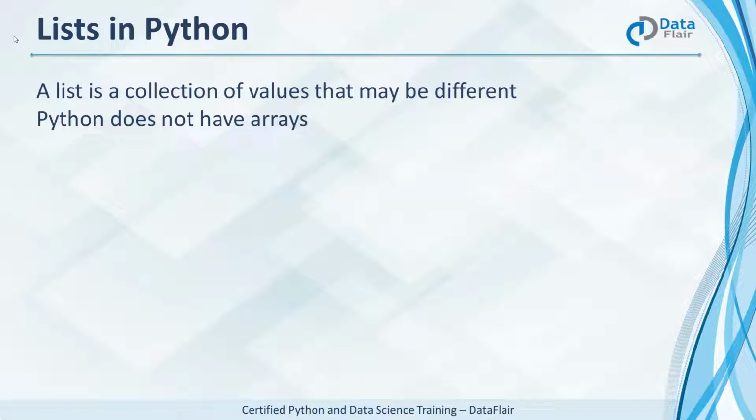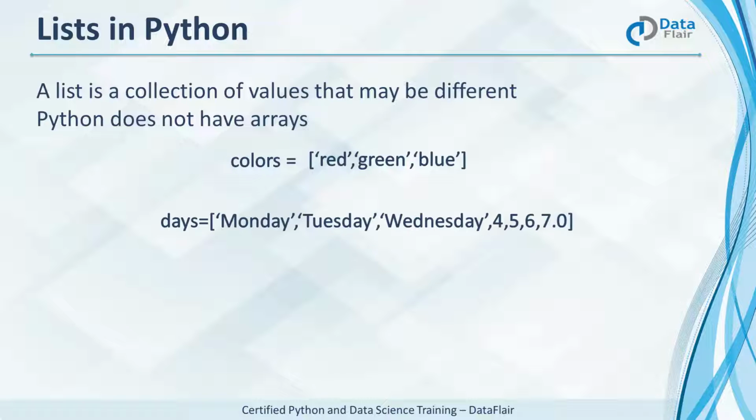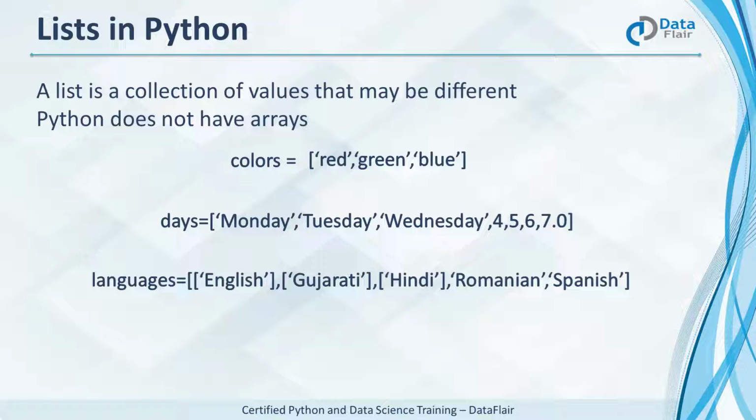Python does not have arrays like in C++ or Java, but it has lists. A list is a collection of values that may be different. This is a list: red, green, blue. Let's call this colors. Another list, days, has values in different representations for the 7 days of the week. Yet another list contains 3 other sublists and the values Romanian and Spanish. The first item in this list is indeed a list too.